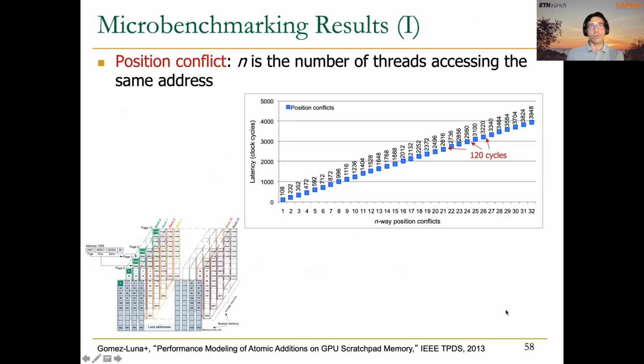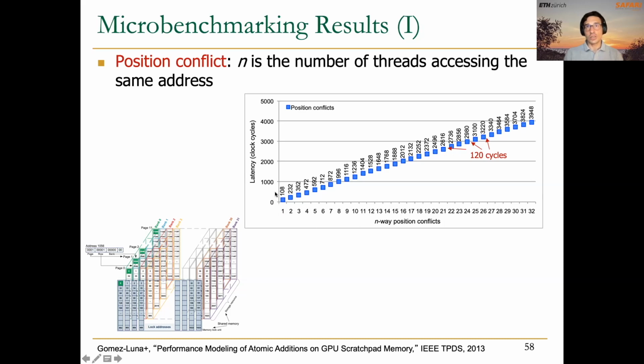So for example, one experiment that we did was changing the number of position conflicts. Here we call it a position conflict when we have 2 or more threads that want to update exactly the same memory address. And we changed the pattern such that the number of threads updating the same memory location was increasing, and that's what we call an n-way position conflict. So if we have n threads that want to update the same shared memory location, we have an n-way position conflict, and we changed the degree of the conflict from 1 to 32.